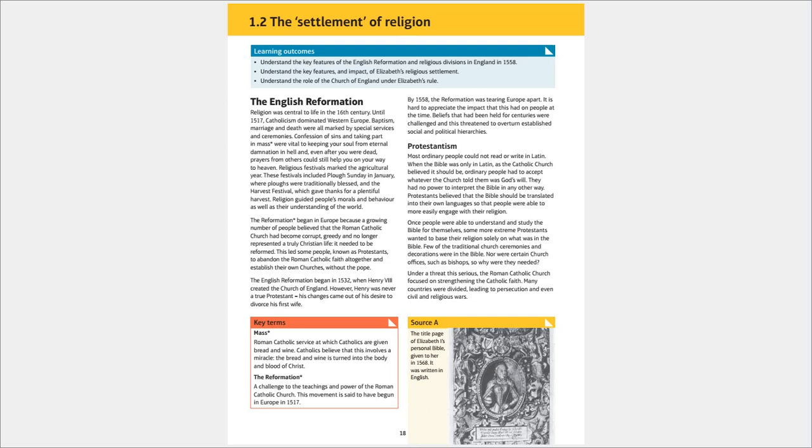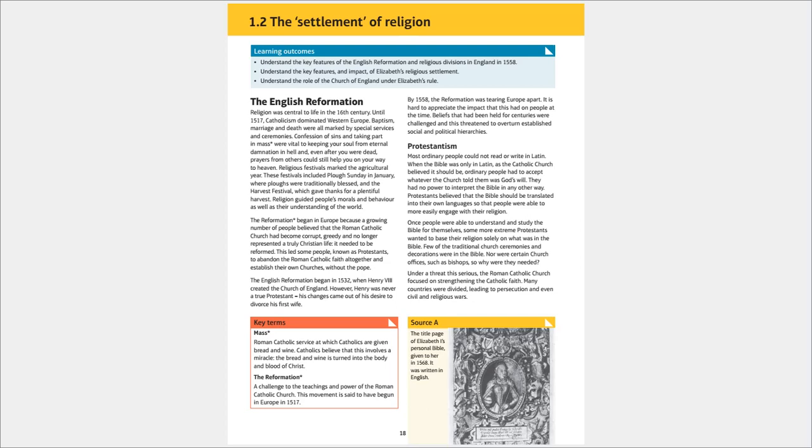How was she going to run the church if she didn't have enough bishops to be able to actually organize and control the church? So this issue of religion is hugely important in terms of how she is going to be able to run the country, how she's going to get support from people, how people maybe are not going to support her for religious reasons.